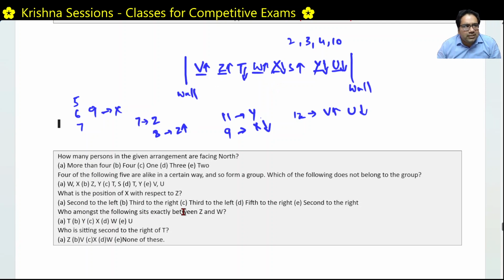Who among the following sit exactly between Z and W? Who is sitting second to the right of T? Right? T is facing south. So what is his right? Right is this side. Right. So who is sitting second to the right? It is actually B. So B is the correct answer.